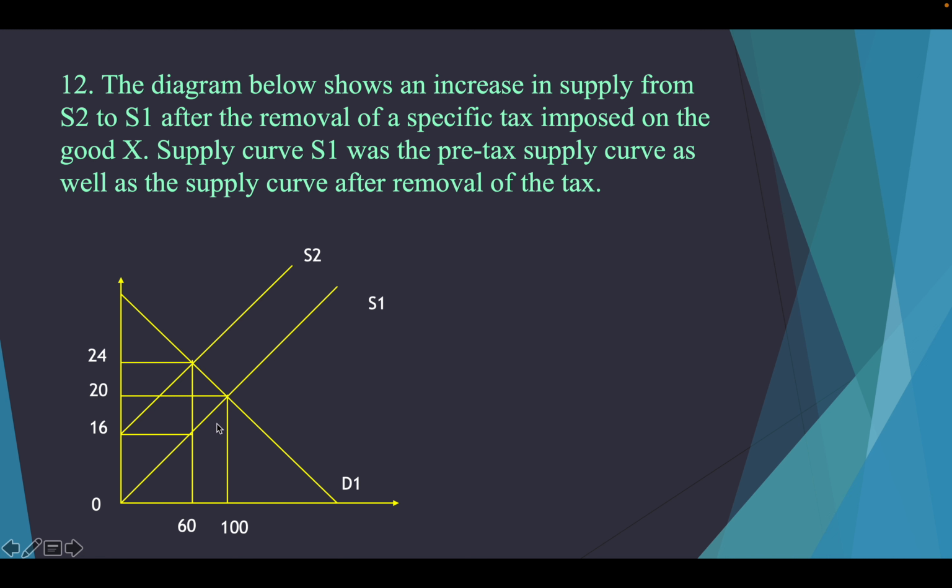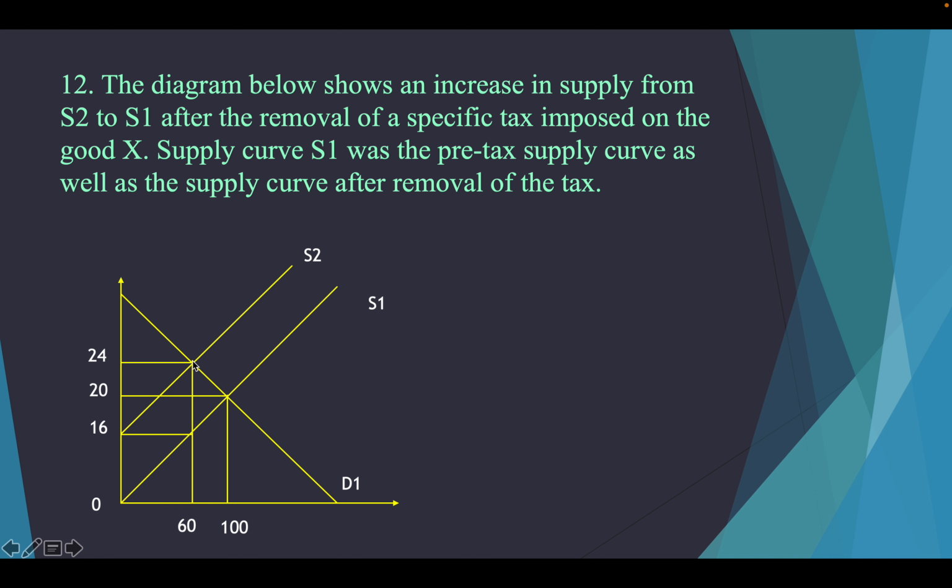Here this is the S1 supply curve, that means the before-tax supply. At that time the equilibrium price is 20 because the demand and supply curves intersect each other. The price is 20 and the quantity is 100. Then after the tax is imposed, the supply curve shifts leftward and the equilibrium price is 24 and the quantity is 60.